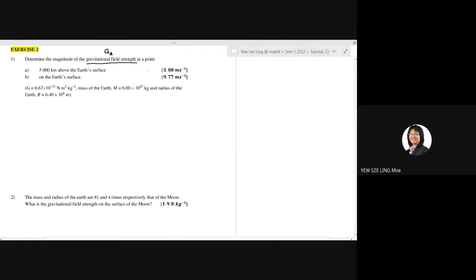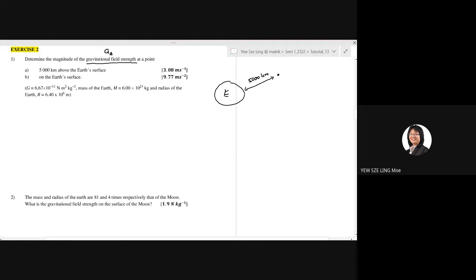At a point, now this question is very tricky. Why is it tricky? Now you have the Earth, and what happened is that this object is located at a point that is 5,000 km above the Earth.